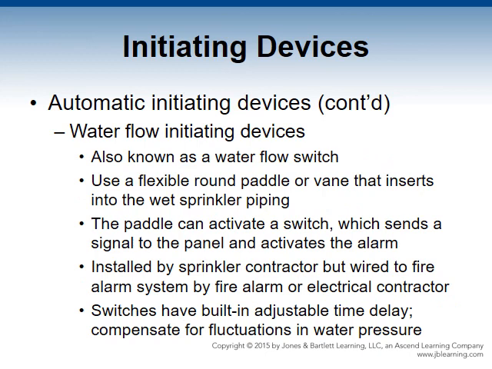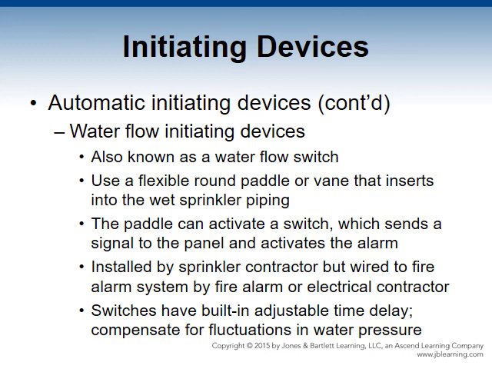Water flow initiation devices, also known as a water flow switch. This device uses a flexible round plastic paddle or vane that is inserted into the wet sprinkler system piping. When sustained water moves through the piping, the paddle moves and activates the switch. The switch sends a signal to the panel and it activates the fire alarm. When water stops flowing, the switch returns to its normal position. The fire alarm system is reset at the panel.